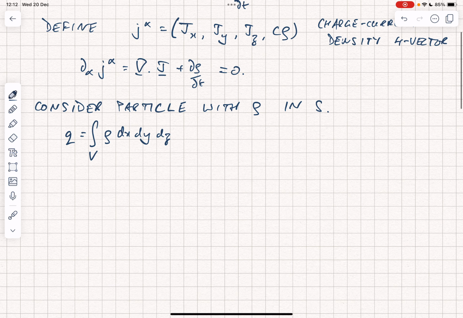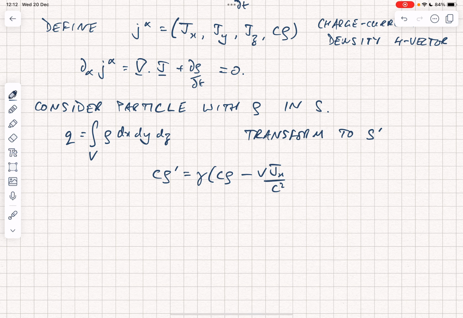Now, if we're going to transform to a new reference frame S prime, and as with all these videos, S prime is going to be moving with velocity v in the x direction relative to S. Using the Lorentz transforms, we can write the following. We can say that c rho prime must equal gamma into c rho minus v Jx over c squared. Let me just balance the brackets up. So that has, let me just put this up here to be clear, velocity v is equal to (v, 0, 0) relative to S.